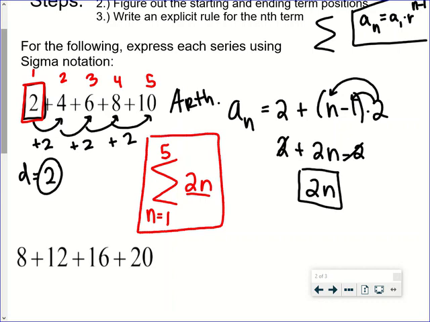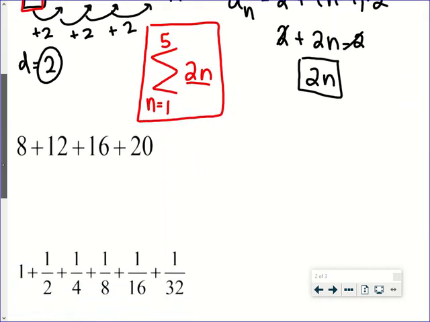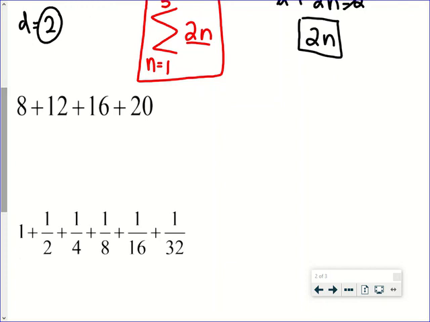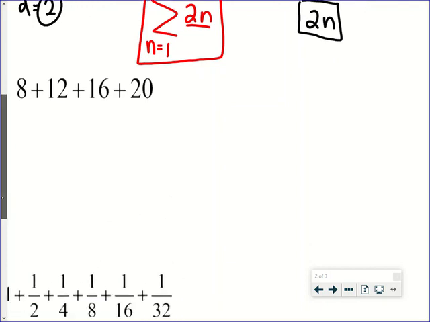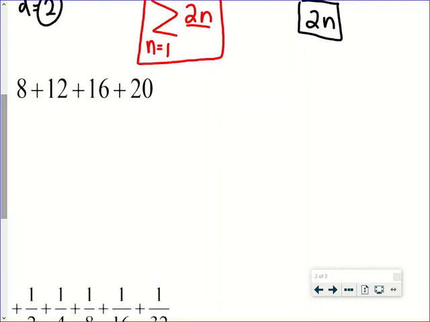So the answer for that one would be n equals 1 to 5, and then our formula or our equation would be 2 times n. All right, so let's try another one like that. So the next one we have is 8 plus 12 plus 16 plus 20.